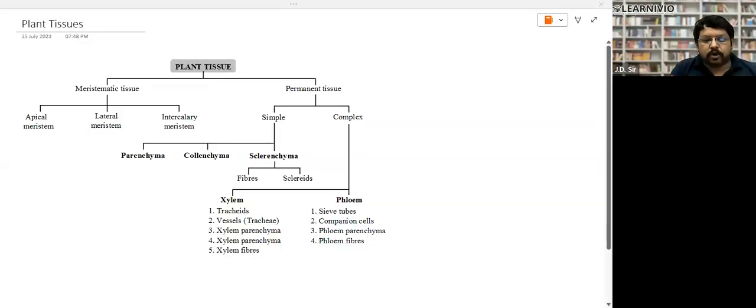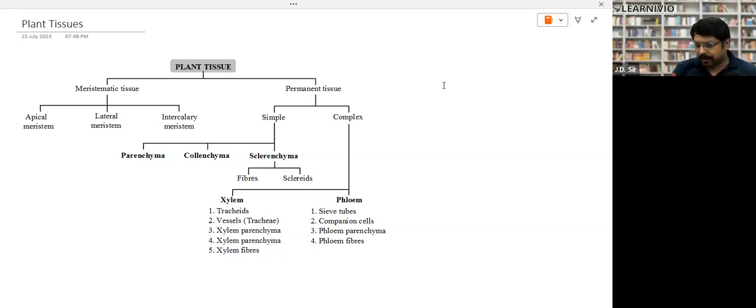Today I'll just explain, and in the next class I'll tell you the definition and all that. Try to understand. So what are the tissues basically? This definition is true for plant as well as for animal, right? Tissues are a group of cells which perform similar function. They are called tissue.